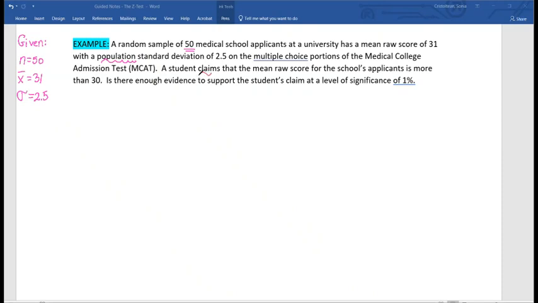Now, a student claims, so this is the claim, that the mean raw score for the school applicants, for the population, is more than 30. It means that this is what the student is saying. And I'll write down next to it, this is the claim.